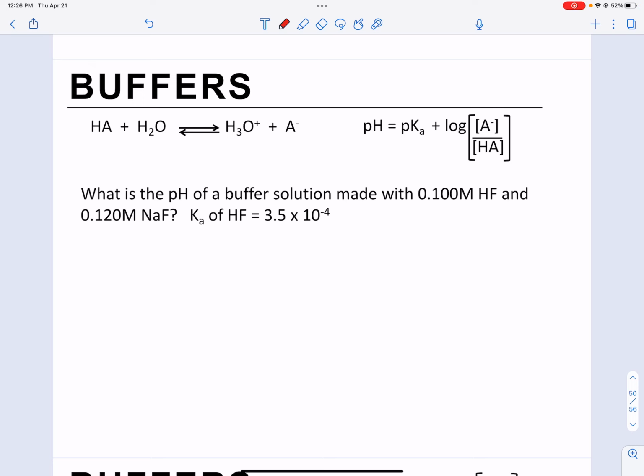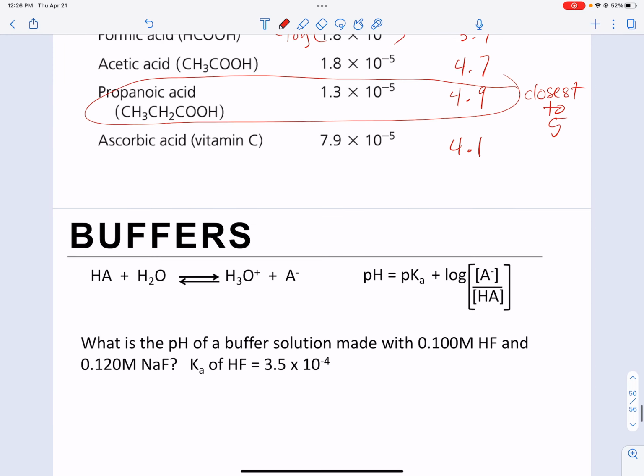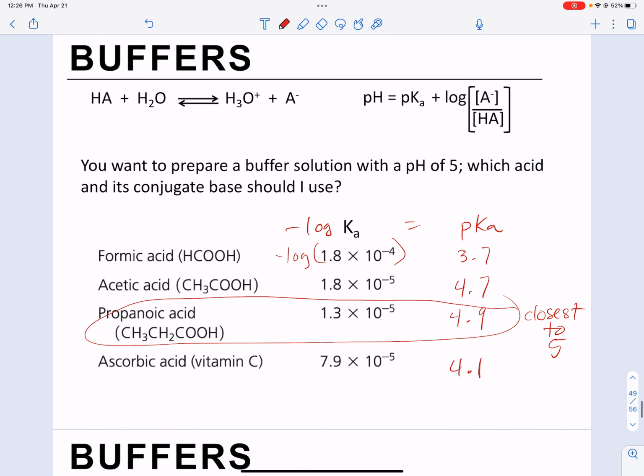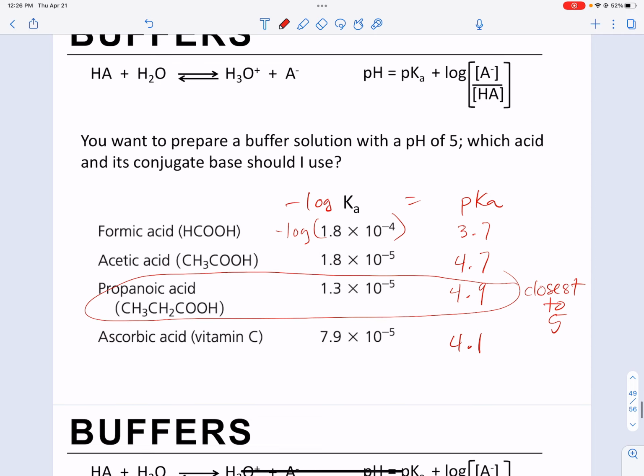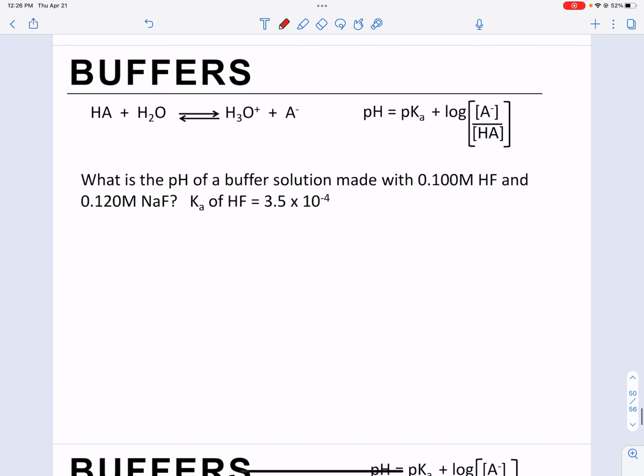Hey everybody, this is going to be the buffer video from the end of chapter 10. I'm going to walk us slowly through the 3 parts of a buffer problem. So this slide is right after we worked this problem with pKa values, and this picks up towards the end of chapter 10. So find this slide in your lecture slides or just take really good notes.